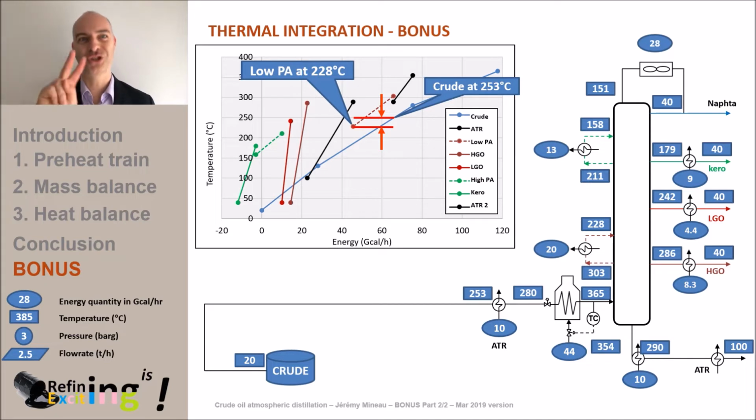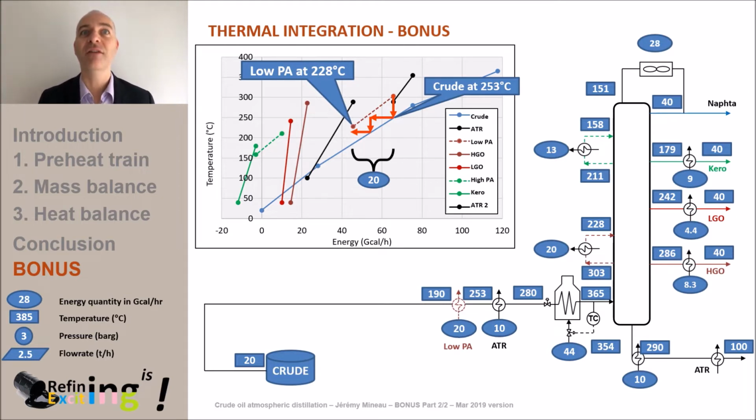We need 2. In this case, there will be a heat exchange of 10 gigacalories per hour in each heat exchanger. And finally, this leads to a temperature approach of about 10 degrees C. Let me explain. The crude is heated up from 190 to 253 degrees C by installing 2 heat exchangers on the bottom pump-around. This leads to a residual approach on the last heat exchanger of about 10 degrees C.